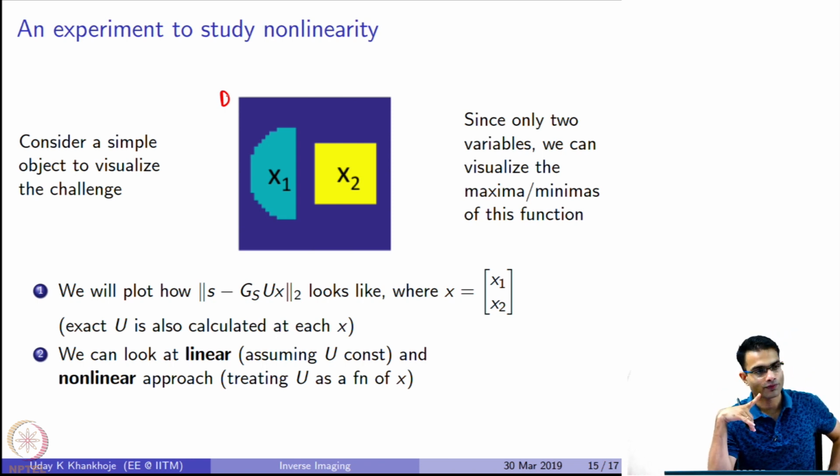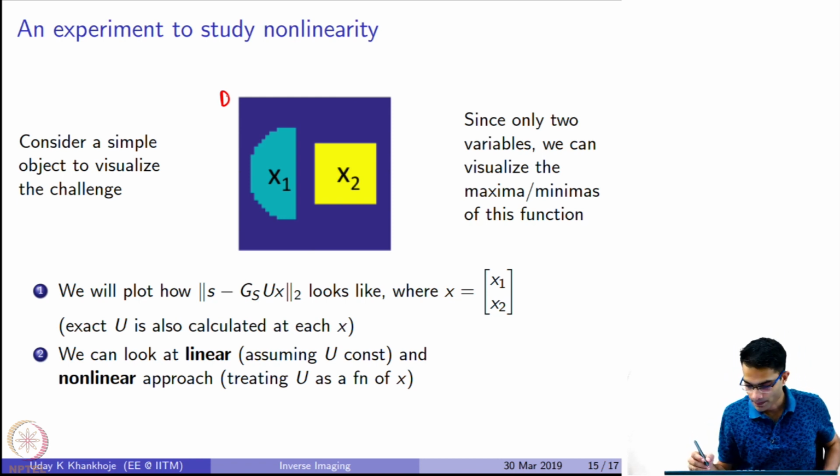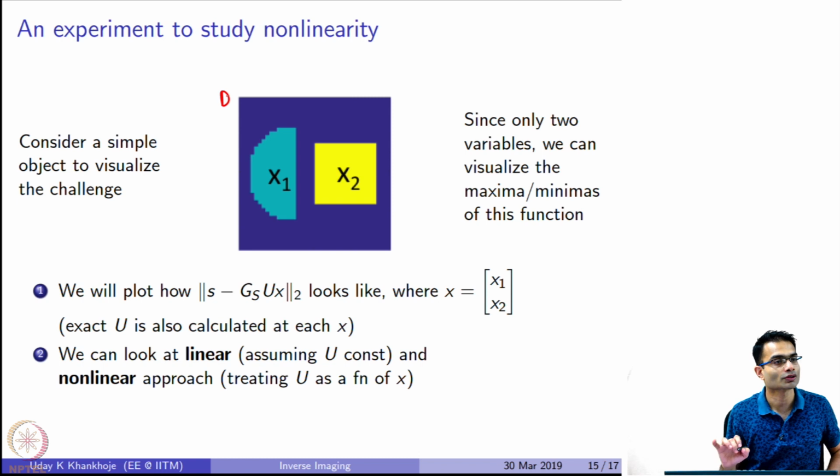And further, what am I assuming to make my life easier? That I know the boundaries of these objects. I am going to make my life really simple. I want to restrict myself to two variables because I can visualize 2D, I cannot visualize 10D, right? So, I want to restrict myself to 2D so that I can visualize it.